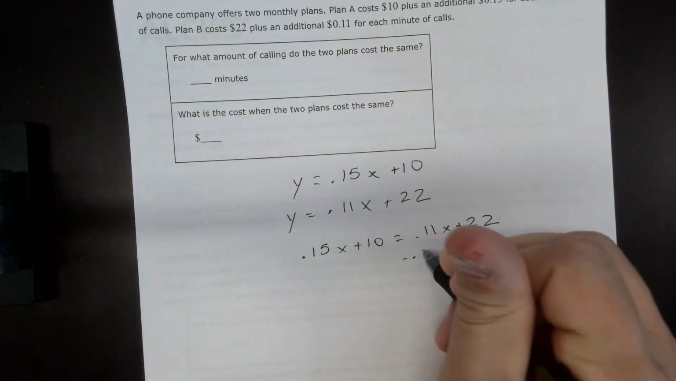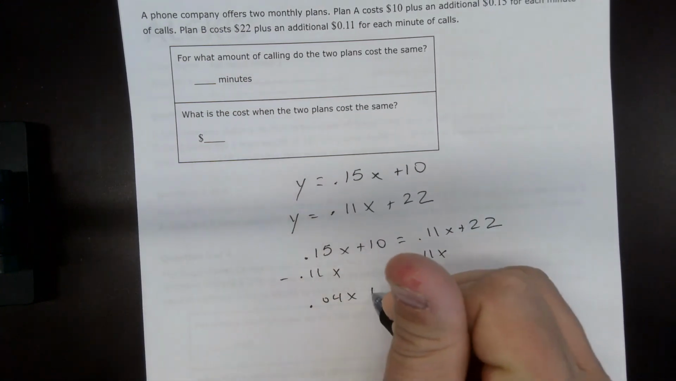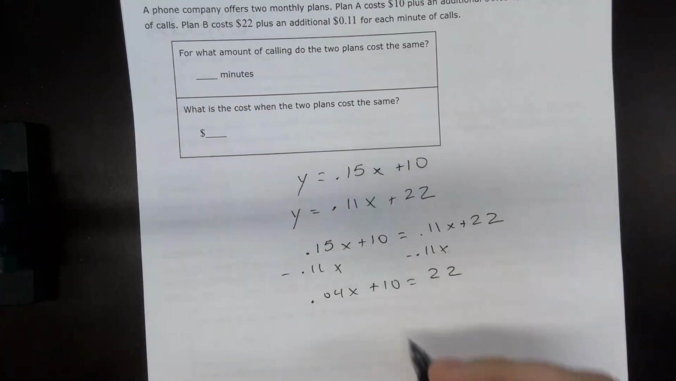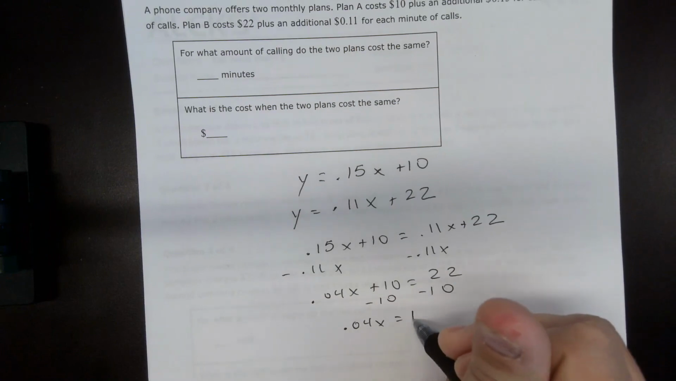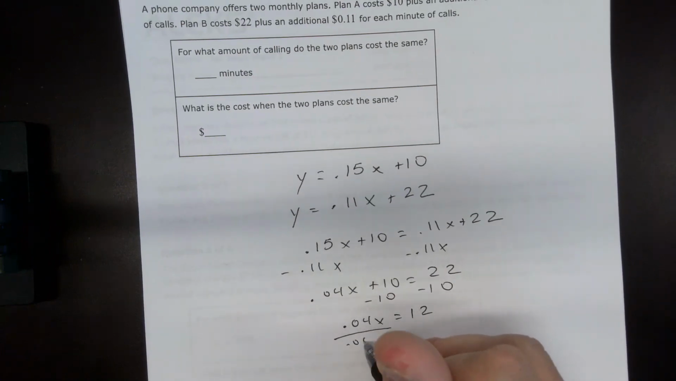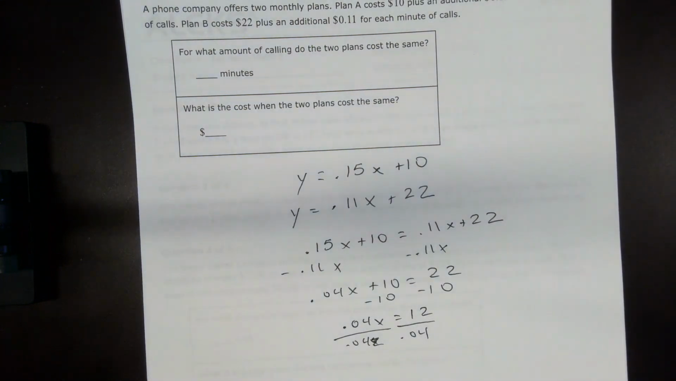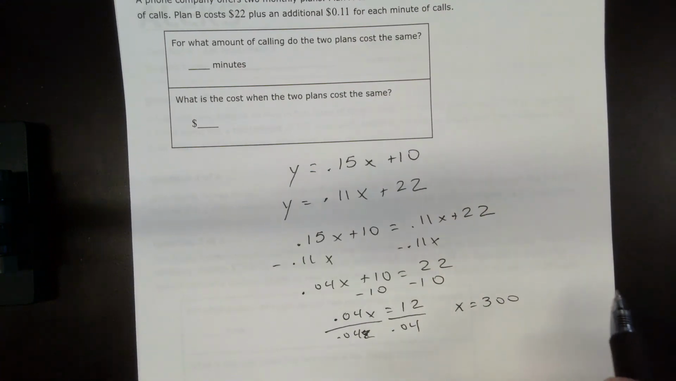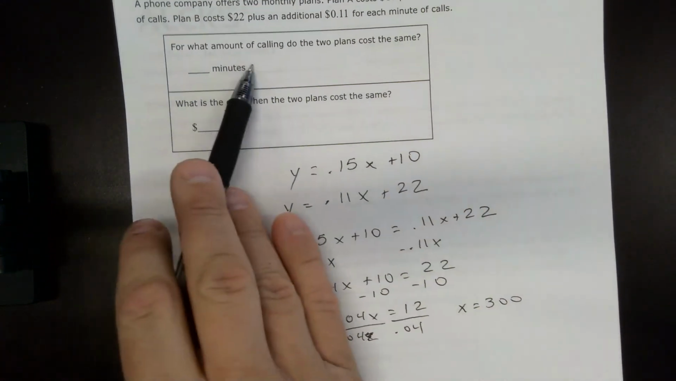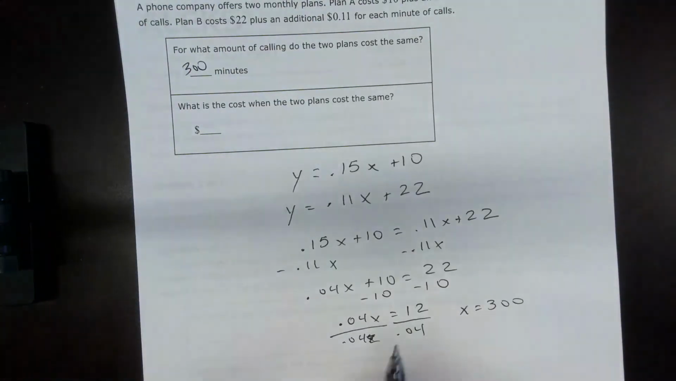And then we can go through and start to solve them. That's 0.04x plus 10 equals 22. Subtract 10 from both sides. 0.04x equals 12. Divide both sides by 0.04, not x. So what's 12 divided by 0.04? 300? 300 even. So x equals 300. What did x represent? The minutes or the dollars? The minutes. Remember, y represents the dollars.